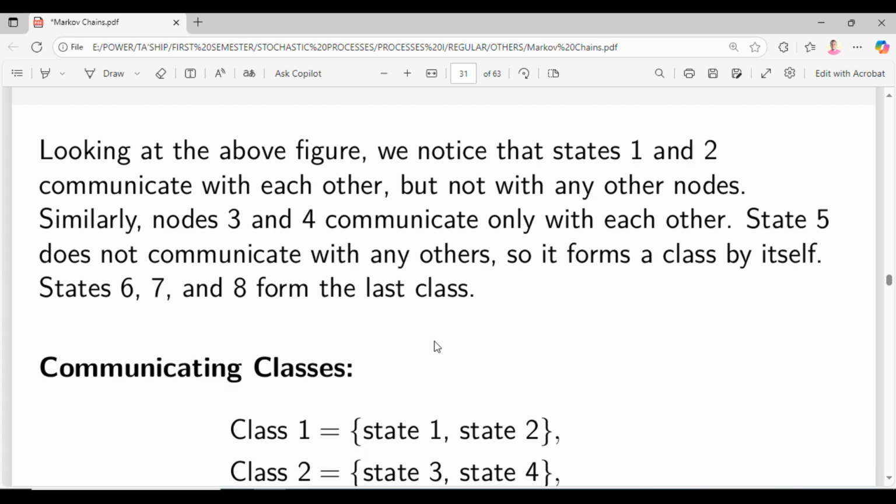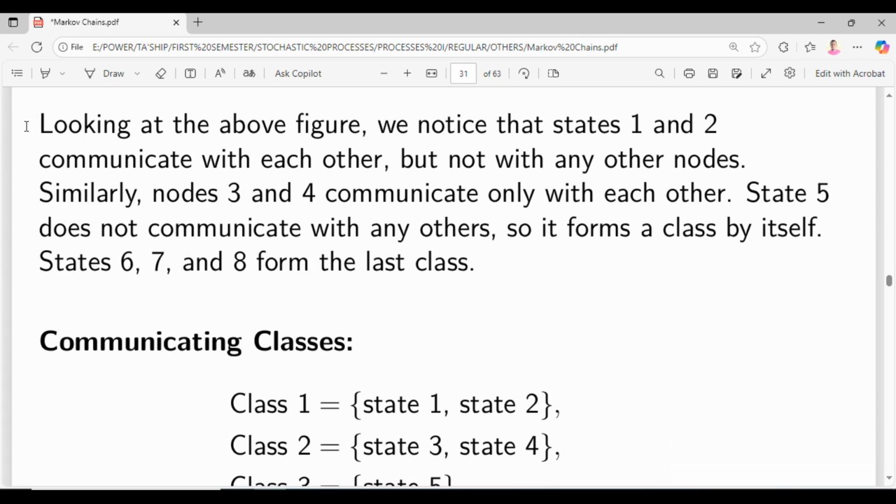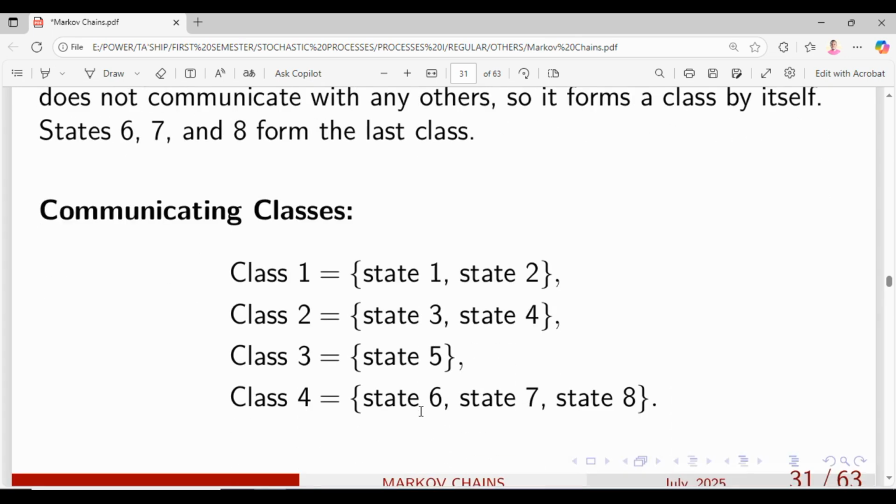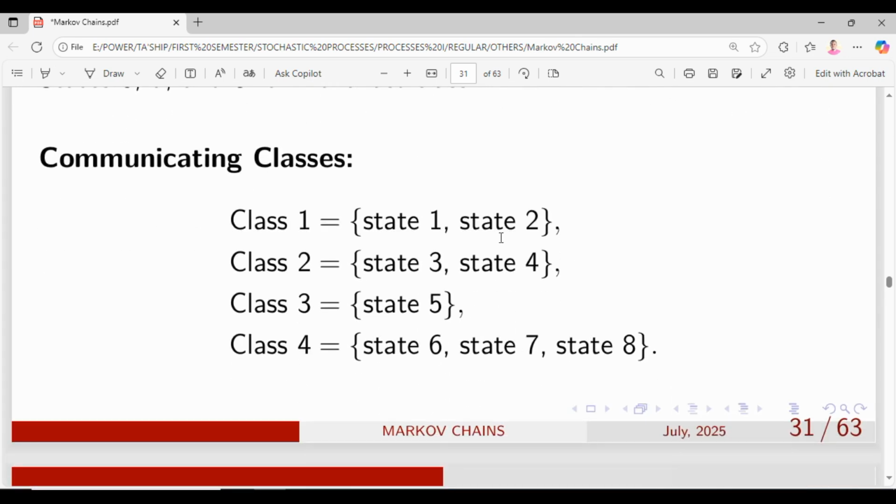That is what this was trying to say. These are the classes. Class 1 contains states 1 and 2, class 2 states 3 and 4, class 3 has state 5, and class 4 has states 6, 7, and 8.